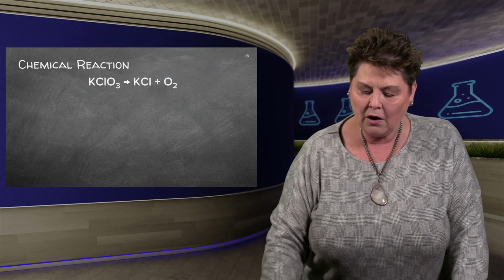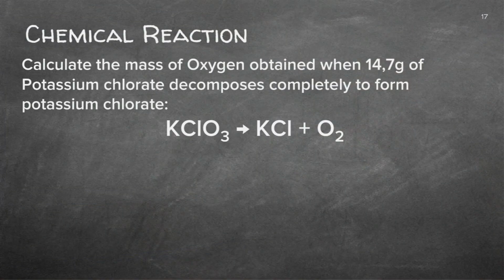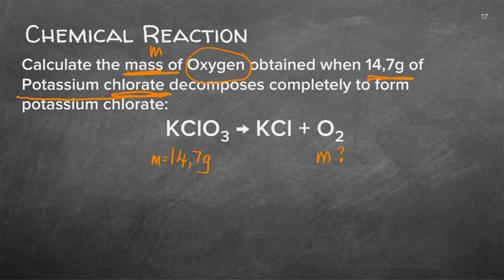Right. Now let's go to a question. Calculate the mass. The mass of what? Oxygen. So they're asking me the mass of oxygen, and they're providing me with the mass of potassium, careful, chlorate. They're telling me I'm putting in 14.7 grams of this. What will the mass be that's formed?